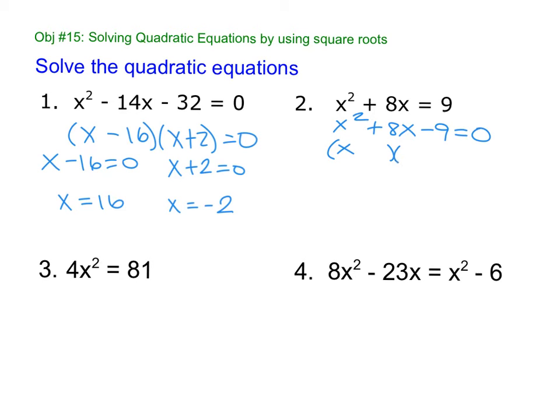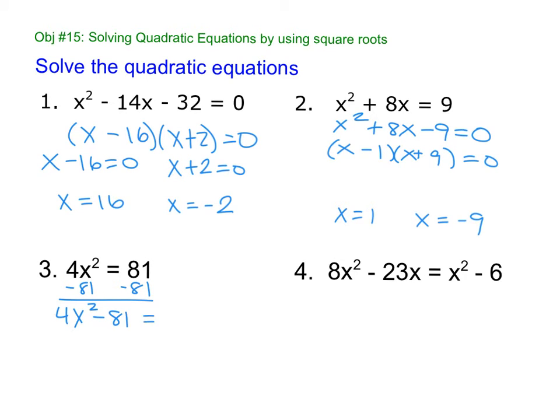So multiply to 9, combine to 8, so that's 9 and 1. And my 9 is positive to give me a positive 8. So we get x equals -1 and x equals -9. Number 3, again, we need to get 0 on one side, so I'm going to subtract 81. 4x squared minus 81 equals 0.